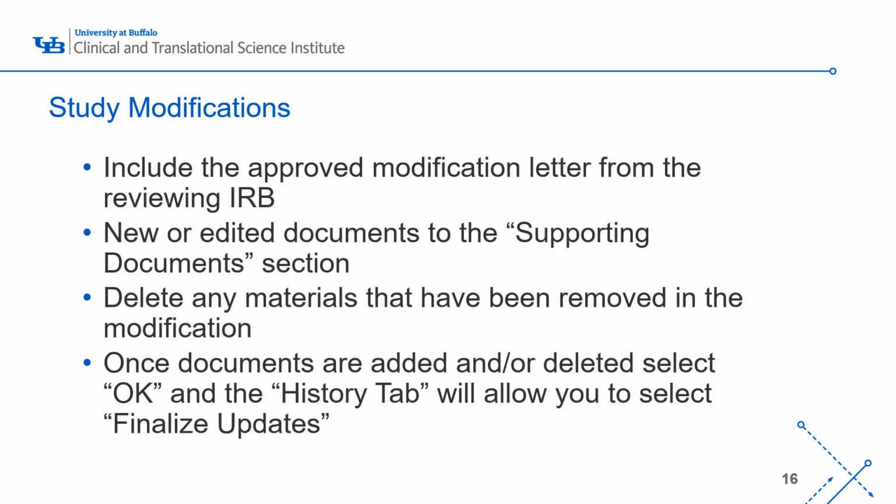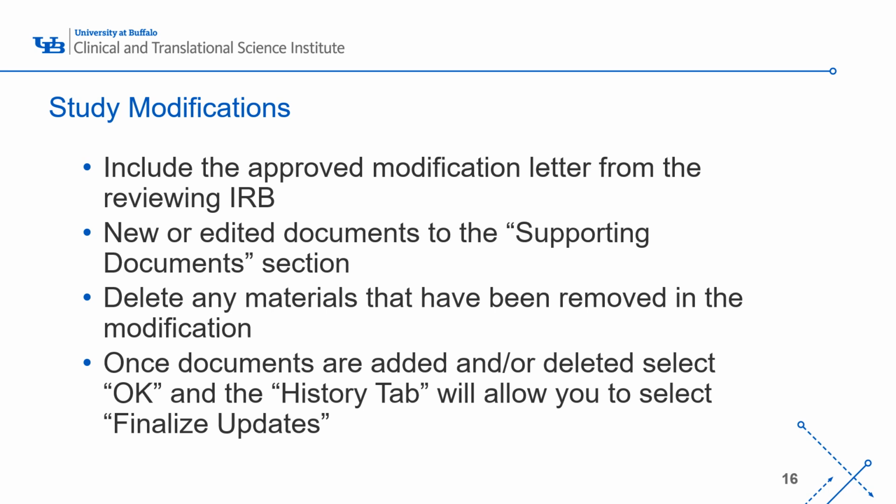If any documents have been edited or other changes made to the study that have been approved by the reviewing IRB, those will need to be seen in the Click submission locally as well. As stated in the previous slide, the IRB prefers that you would choose Update External IRB Status to make these changes. In these submissions, you would include the approved modification letter from the reviewing IRB, and then add any new or edited documents to the supporting documents section. If any documents or materials are no longer being used, they may be removed. If you're doing an external IRB Update Submission, after everything is complete, you would choose OK.